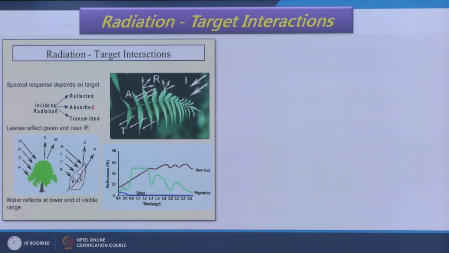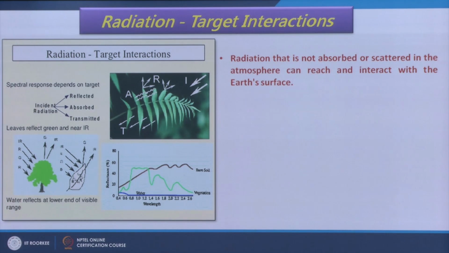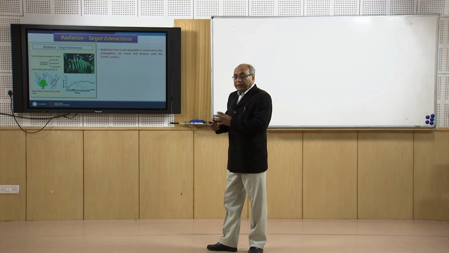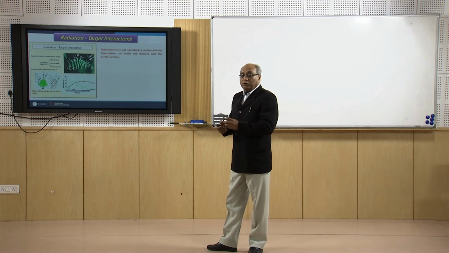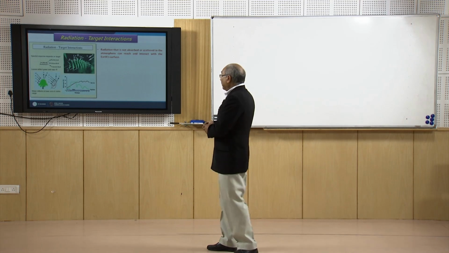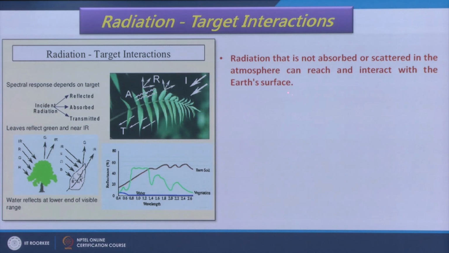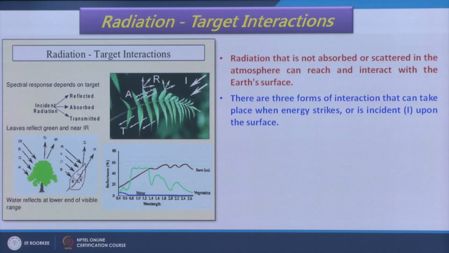So, all these reflection, absorption and transmission phenomena will occur together, and different objects in different parts of the EM spectrum will behave differently, as we are seeing here. We will see these things in much more detail. Radiation that is not absorbed or scattered in the atmosphere can reach and interact with the earth's surface. Remember that when the solar radiation is coming, some portion of it is absorbed within the atmosphere, but the remaining part may reach the earth surface and can interact with the objects which are present there.